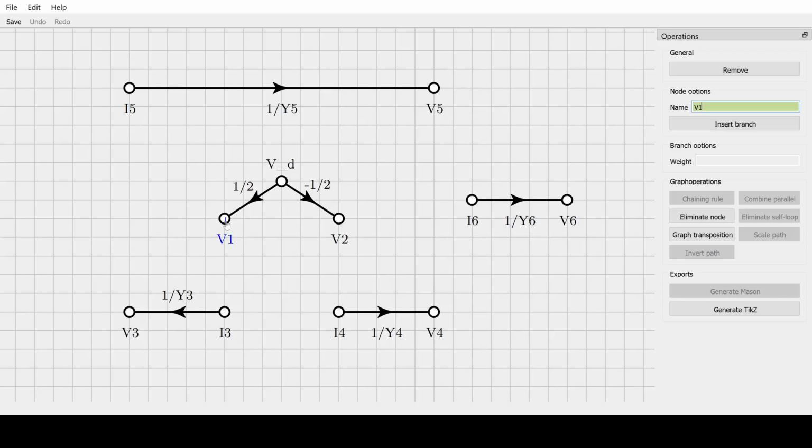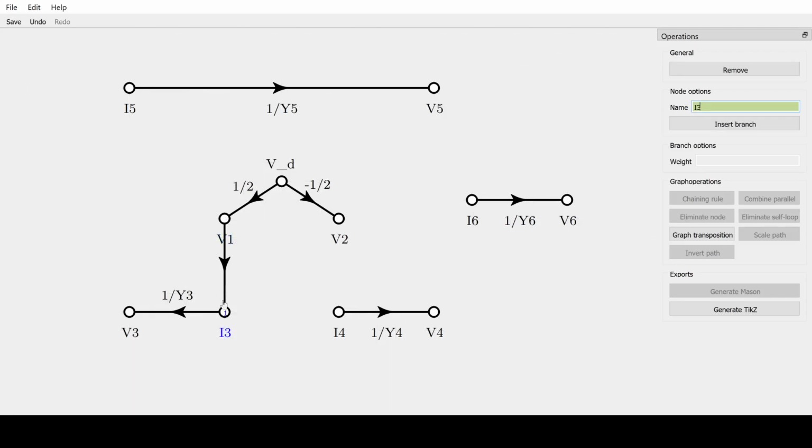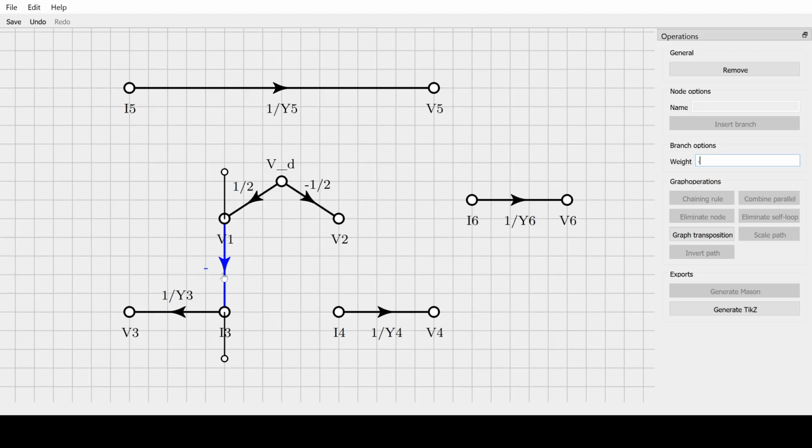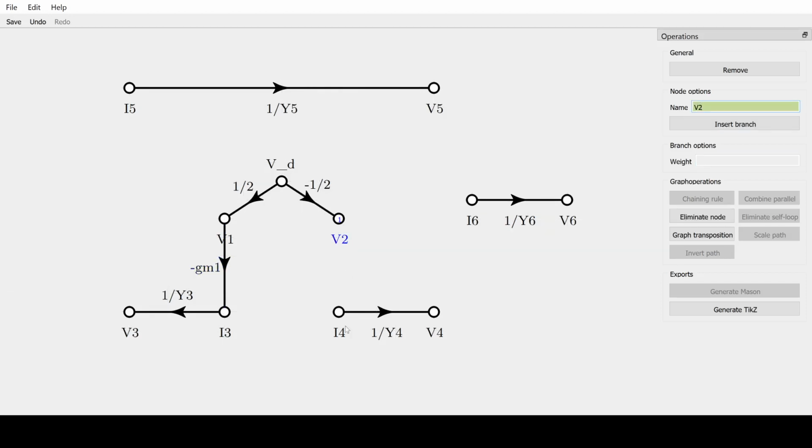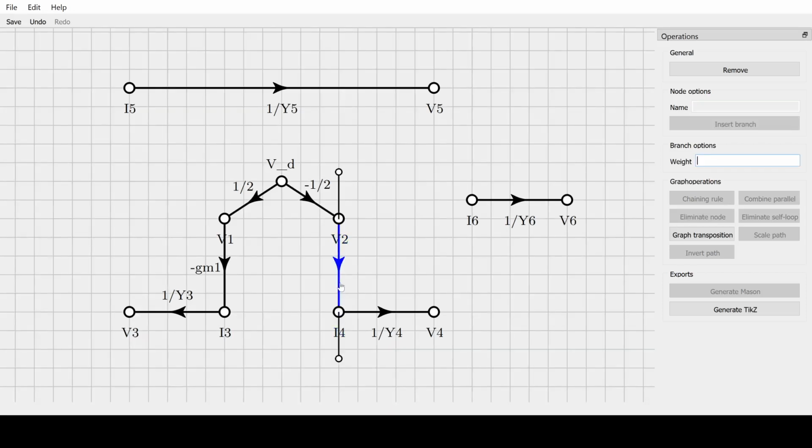So this is the minus GM1. And also here, it is completely symmetric. And I said that the two transistors are supposed to have the same GM, so they are matched, as it is called.